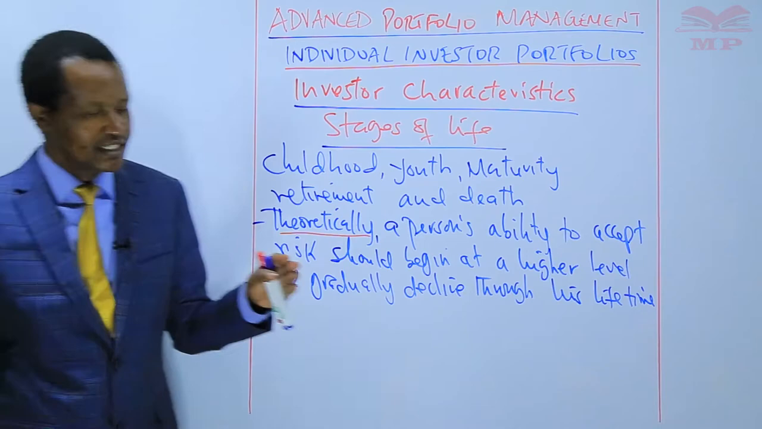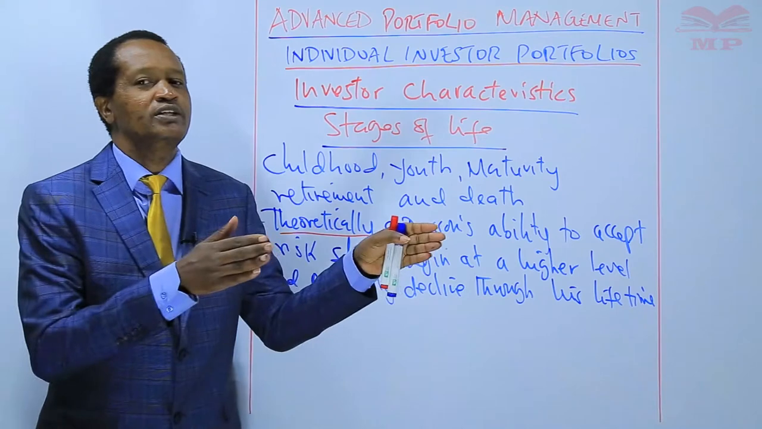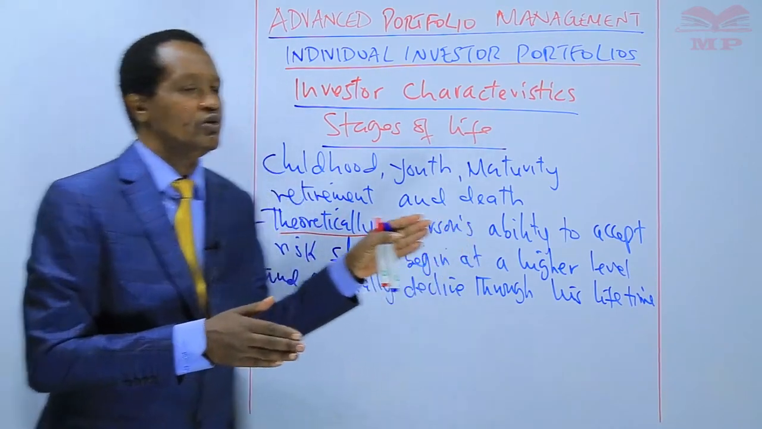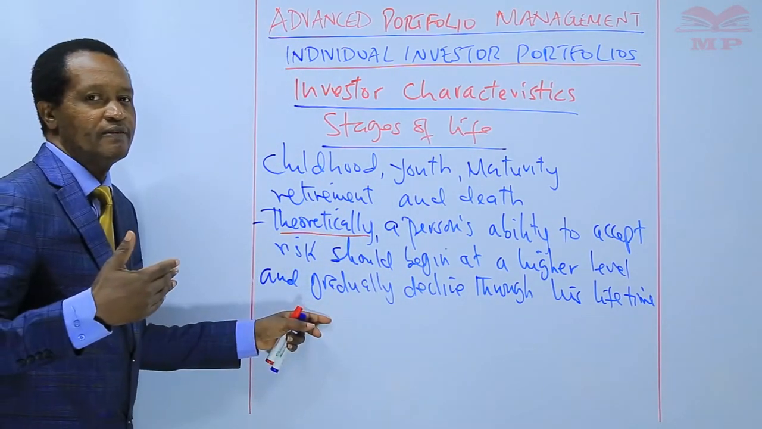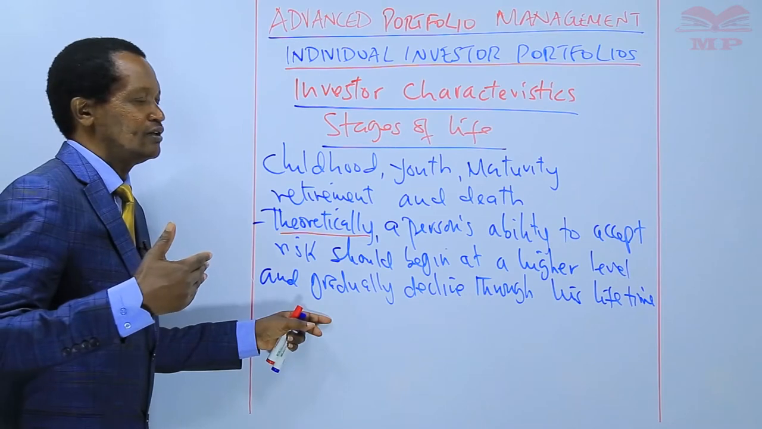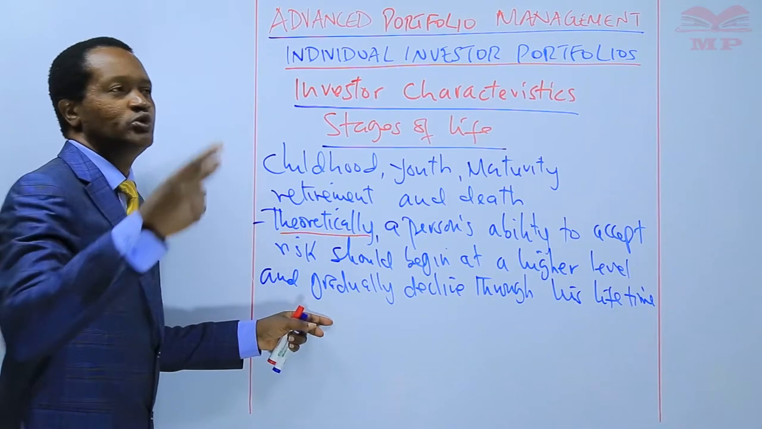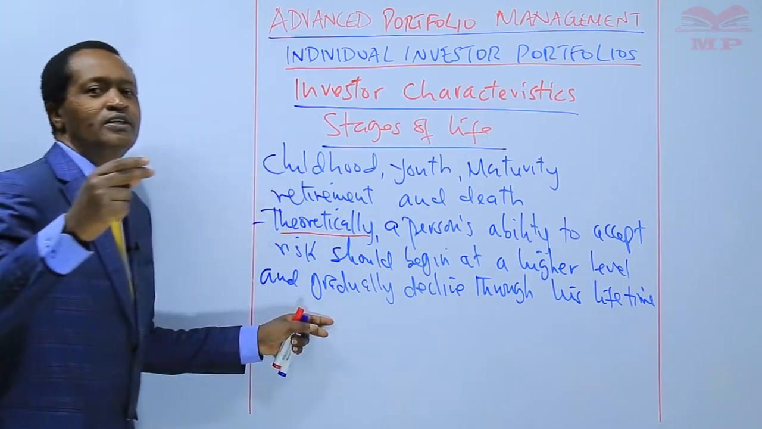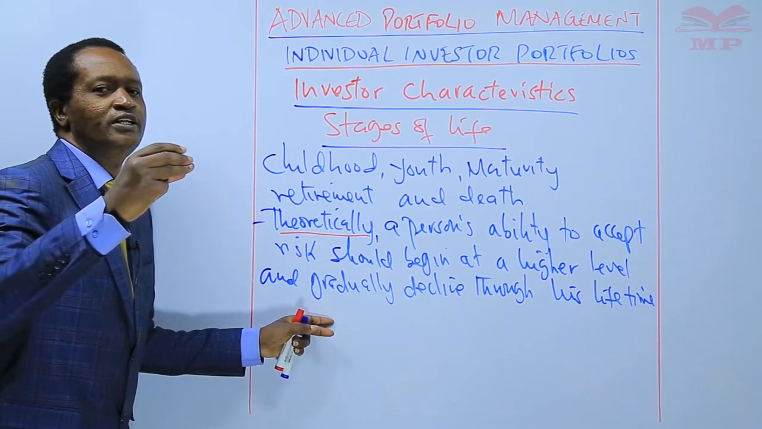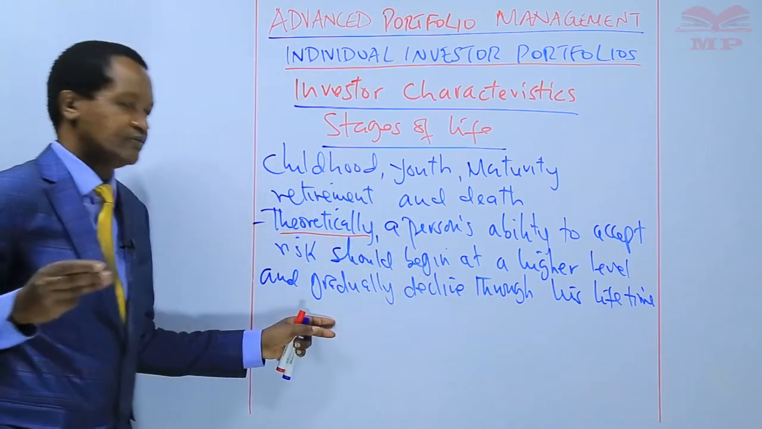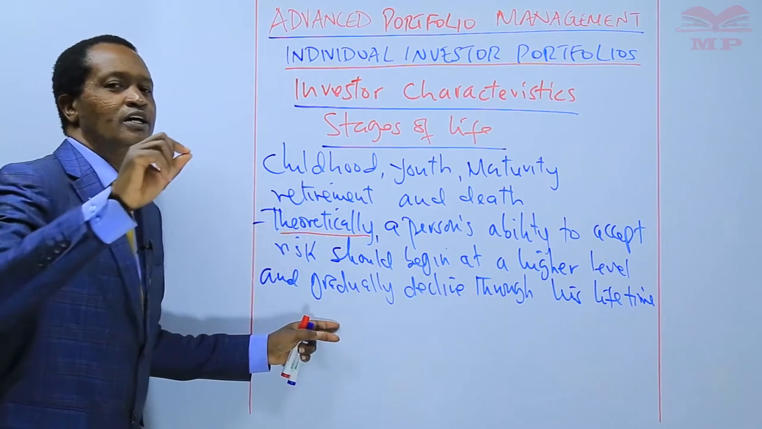But generally, learners, an individual's investment policy can be viewed as passing through some general phases. And these phases are, one, the foundation phase. Two, the accumulation phase. Three, the maintenance phase. Four, the distribution phase. So an individual's investment policy.